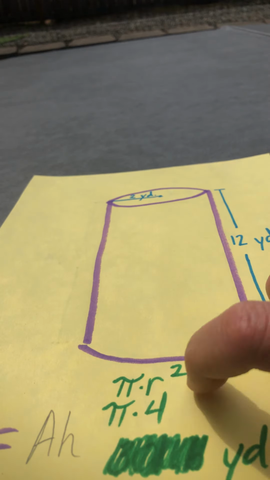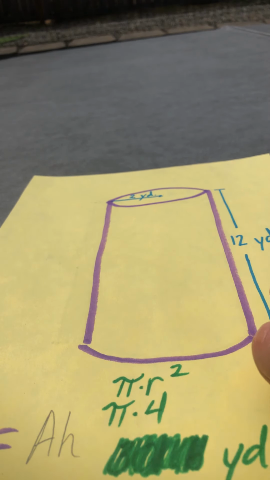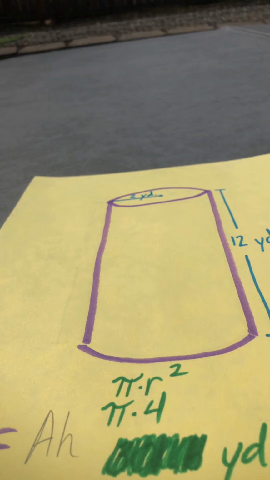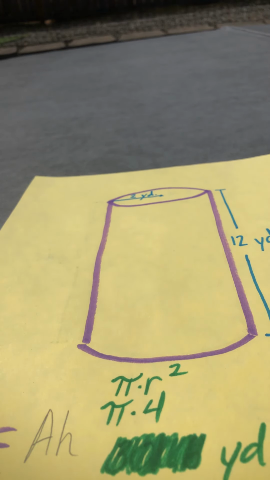If you're using your calculator, you can use the pi button that it might have, or you can just use 3.14. That might get you a shorter answer. Either way works, but you might get slightly different answers. So keep that in mind, guys.